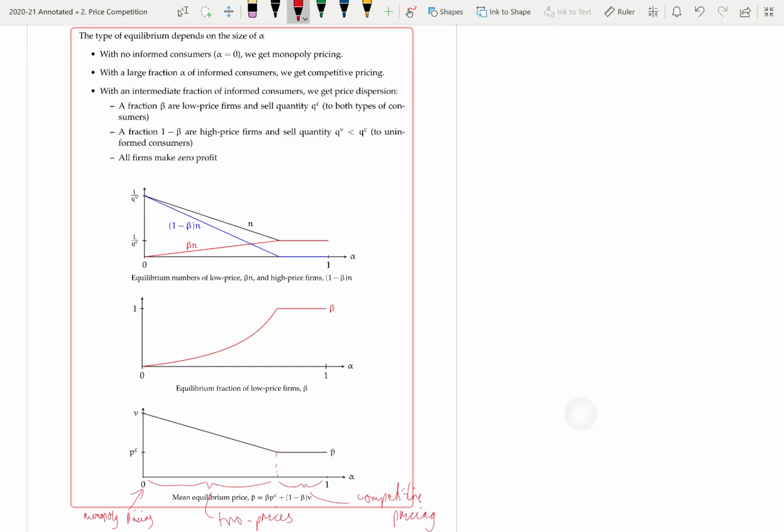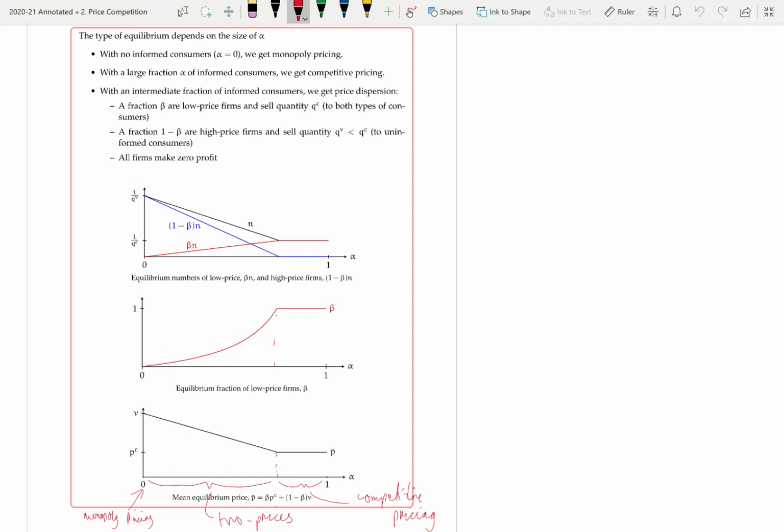In the diagrams above, in the middle diagram here we have beta, the fraction of low price firms. So when alpha is sufficiently large, there are enough informed consumers, all of the stores are low price stores, beta equals 1. When alpha is small enough, there are enough tourists, there are both types of stores, and beta is somewhere between 0 and 1. Whereas when alpha equals 0, every store is a high price store, beta equals 0.